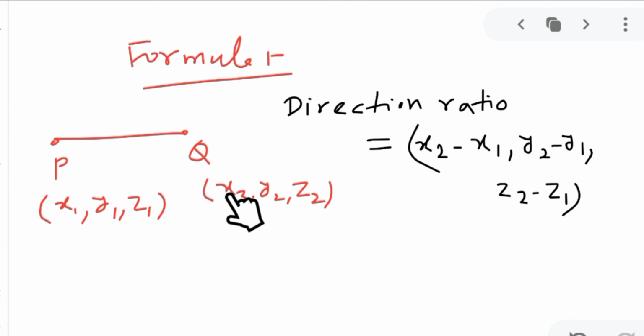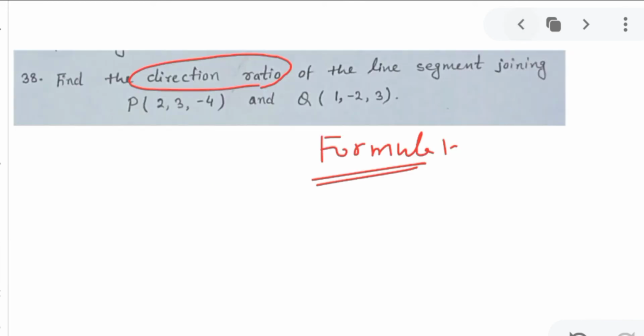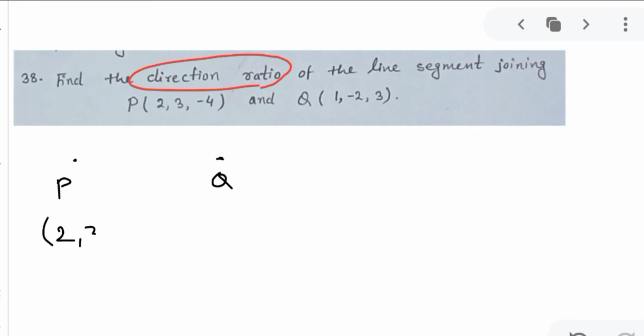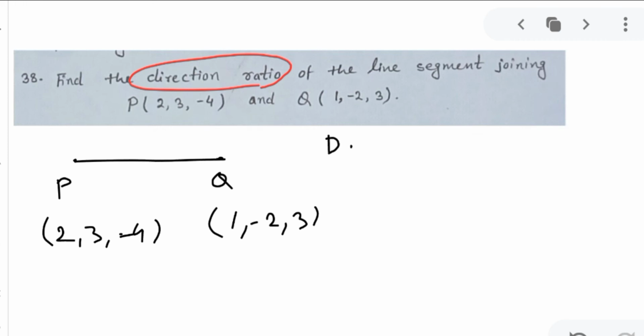X2 minus x1, comma y2 minus y1, z2 minus z1, and we represent the direction ratio as A, B, C. That we'll see later; it is not required now. Using this formula only we will solve this question. Here P is given as 2, 3, minus 4, and Q is given as 1, minus 2, 3, and we have to find the direction ratio of PQ.